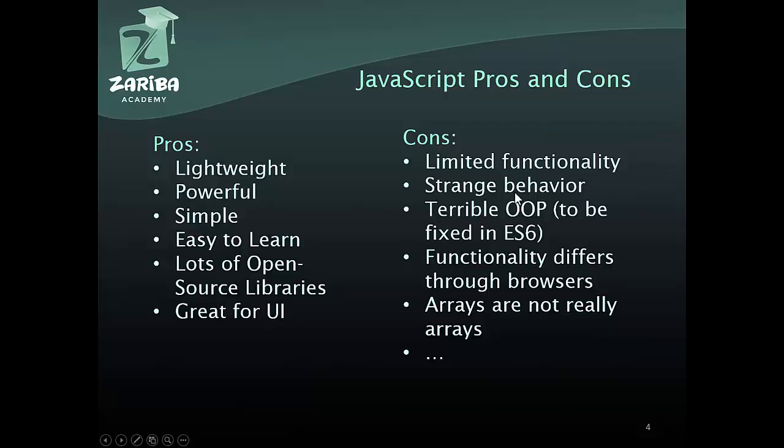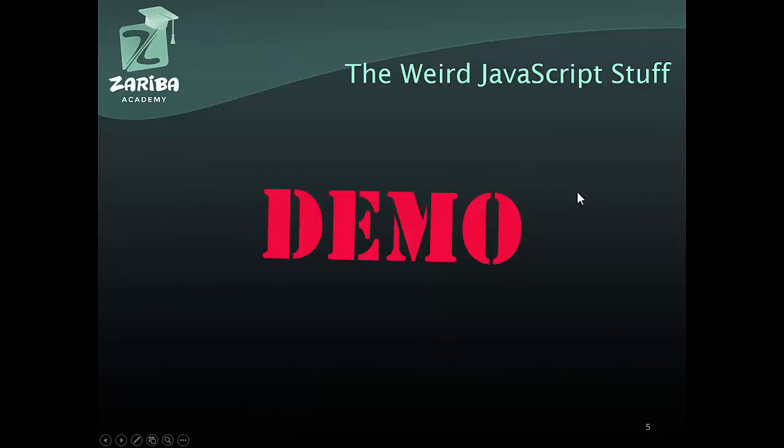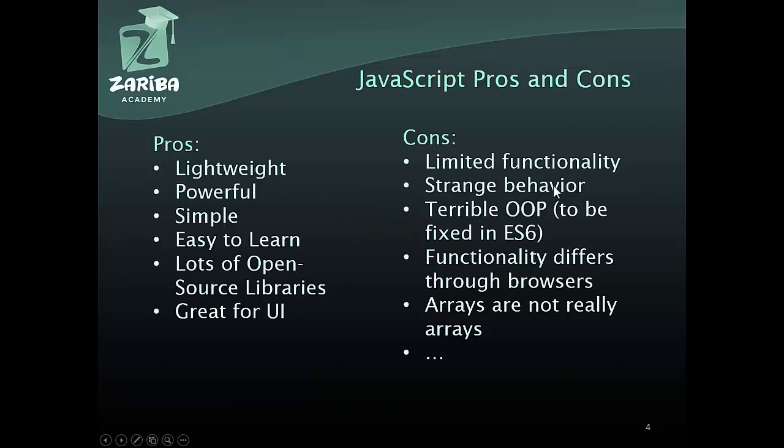Alright, strange behavior, and this is what we are going to focus on in the next slide, which is this one. So it really behaves strangely sometimes, and it could lead to some errors, and you have no idea how to check them, and so on. Terrible object-oriented programming. This is to be fixed in ECMAScript 6, a new version of JavaScript. They're gonna fix it there, and it's gonna make life a lot easier.